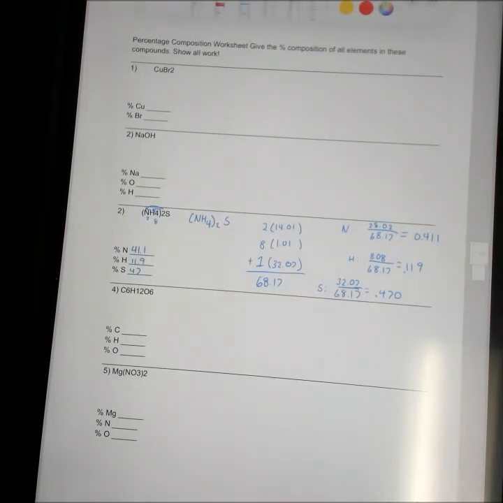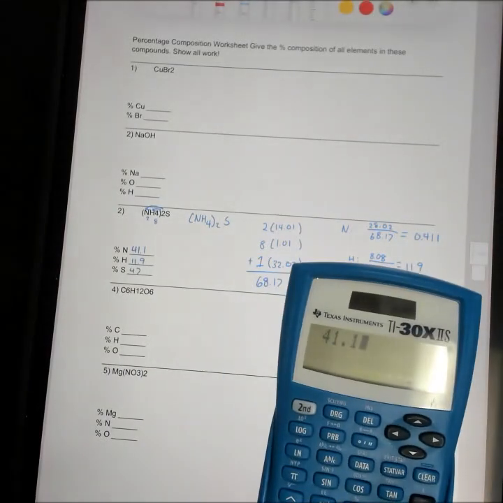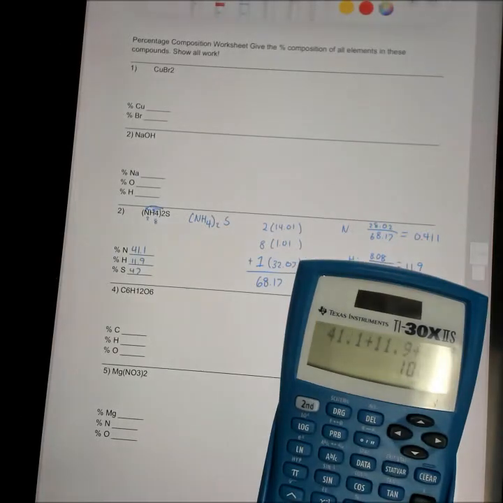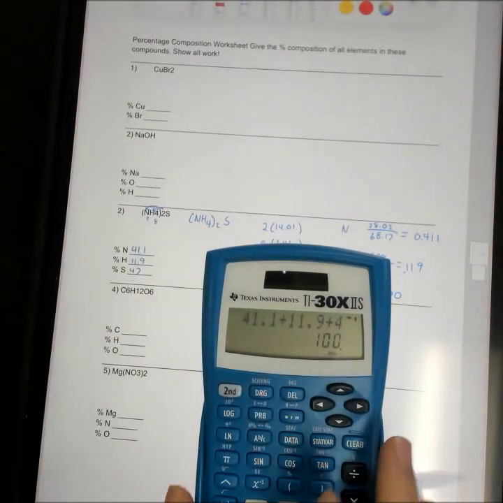Alright, and so that's all there is to it. These problems you should never get wrong, because if we're doing percents, they should always add up to about 100%. With some rounding issues, you'll probably get 99 or sometimes 101, but you should be between those. So if we take a look, we have 41.1 plus 11.9 plus 47, and that gets us to 100%.